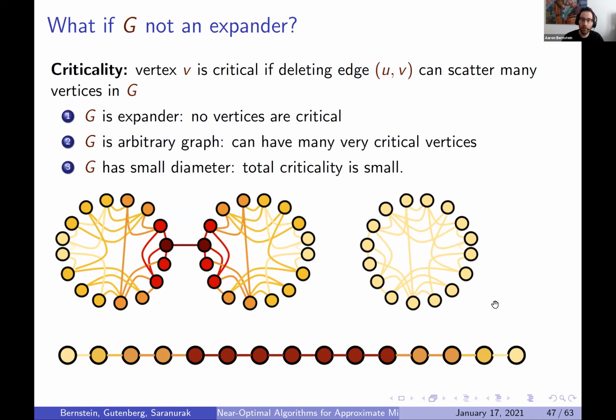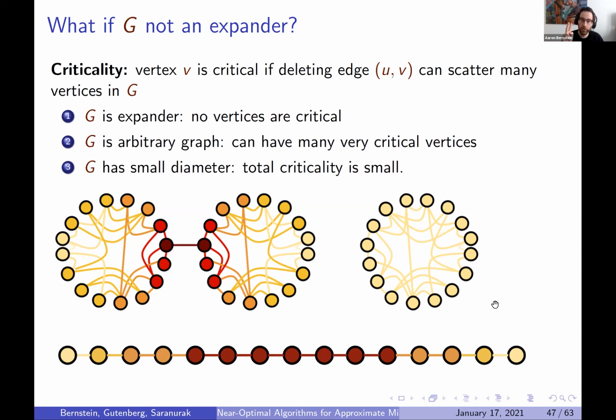So for example, and again, sorry, I can't draw here. Number 1 corresponds to the top right. That graph is an expander. So there, none of the vertices are critical. If you remove any one vertex in that graph, all the other vertices are still going to be very connected.